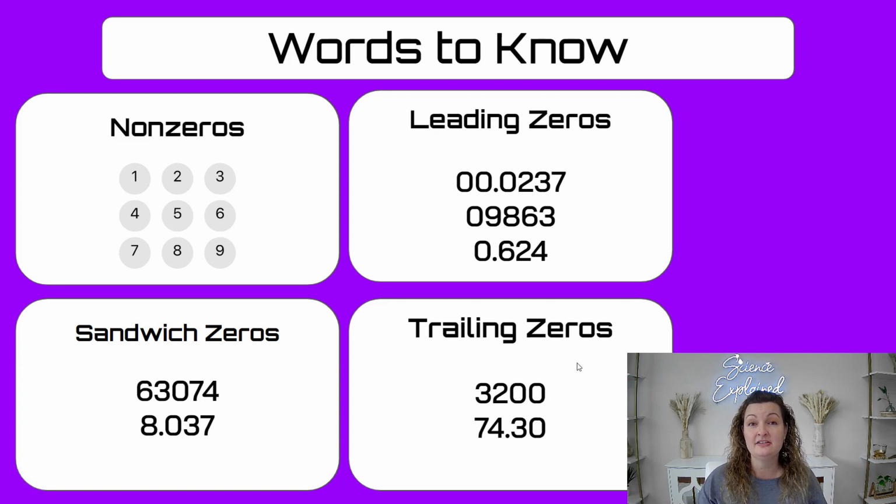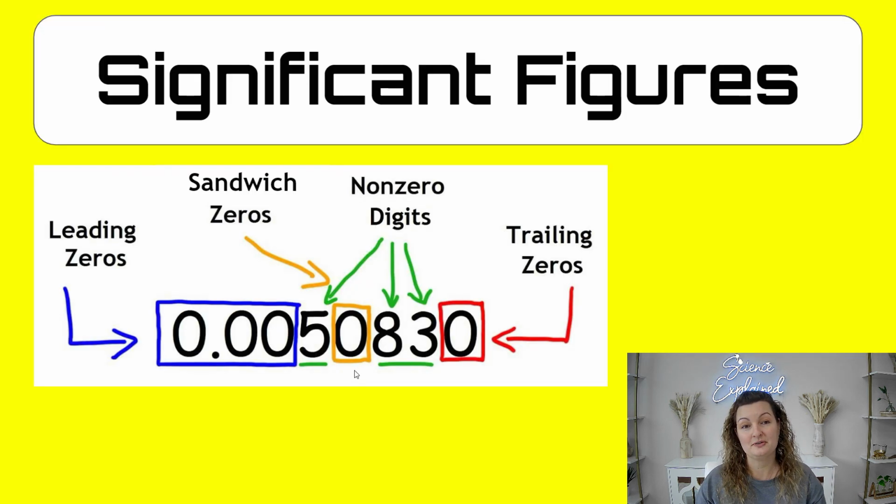And then we have trailing zeros. And trailing zeros happen at the end of our number chain. And this can be with a decimal or without a decimal. As long as the number chain ends with those zeros, those are called trailing zeros.